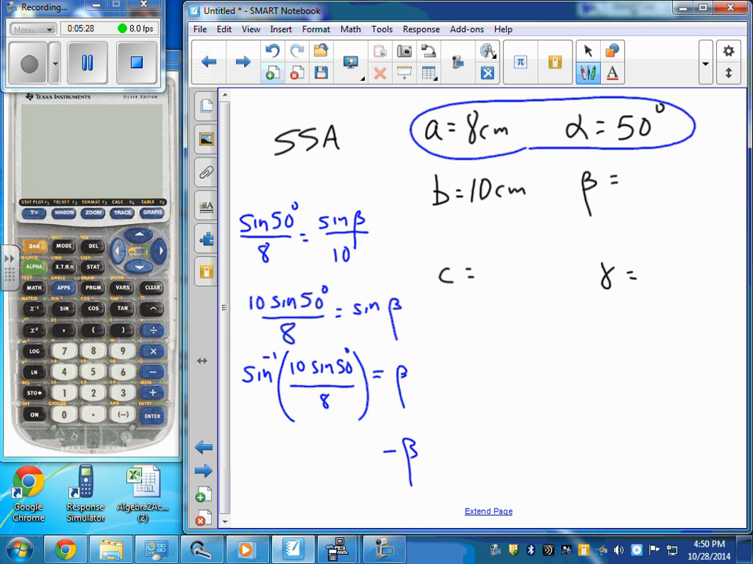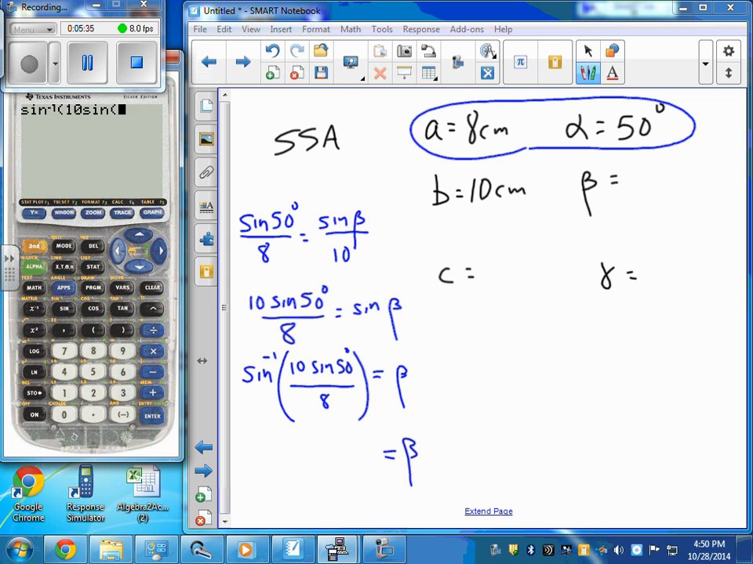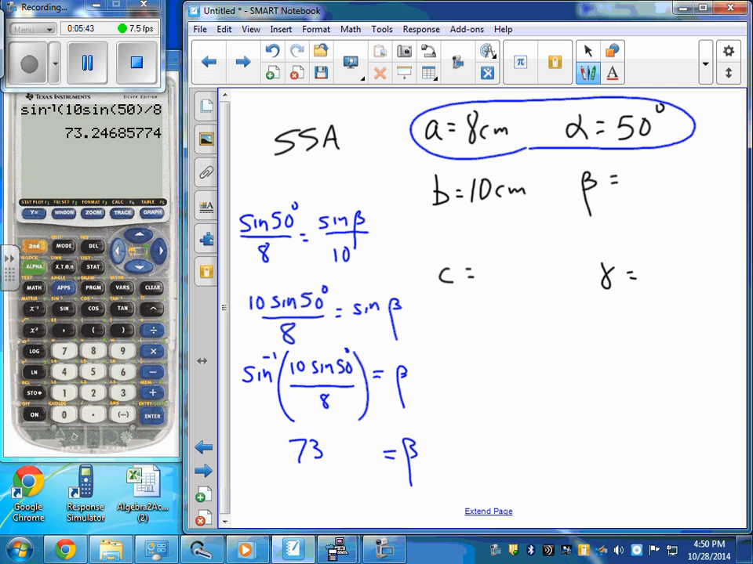When I go to my calculator, I'm just punching all that in, sine inverse of 10 sine 50 degrees divided by 8, and I get beta equals 73.247 degrees, rounding to the nearest thousandth of a degree. Let me go ahead and put that here as 73.247 degrees.